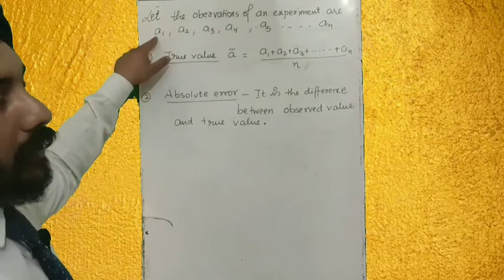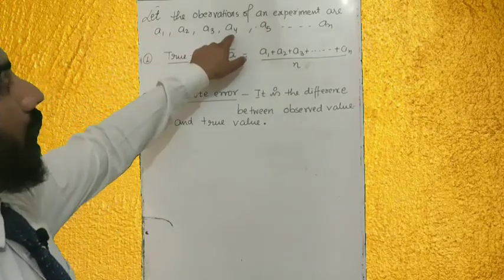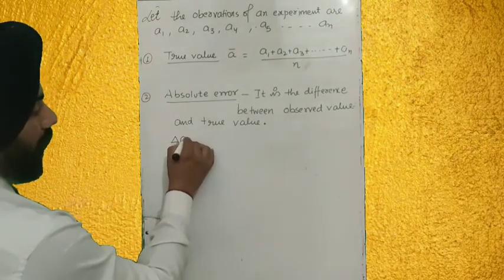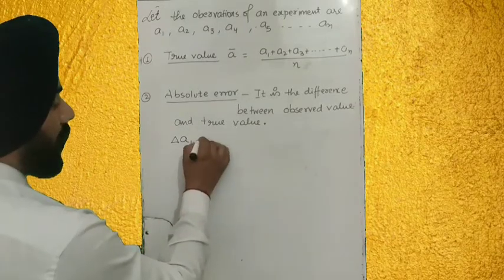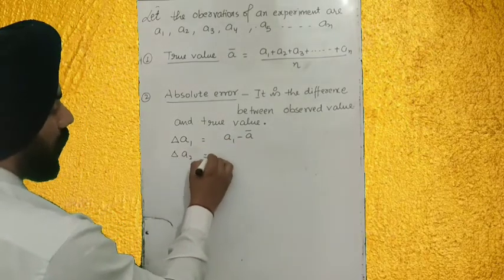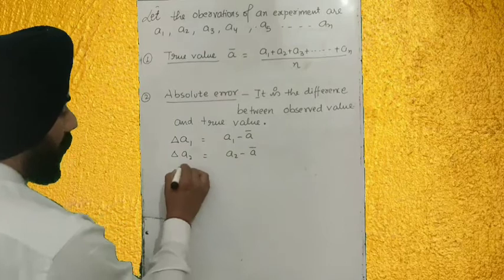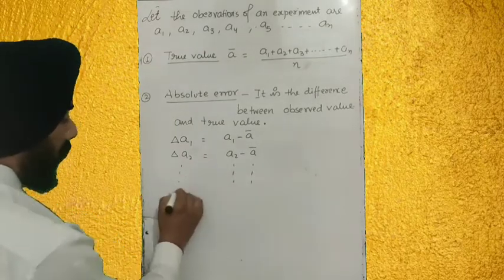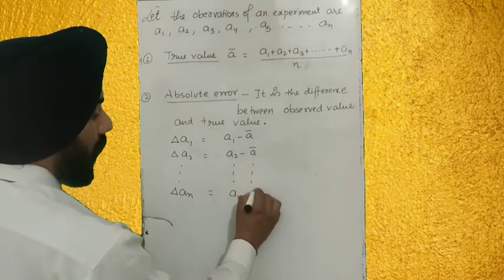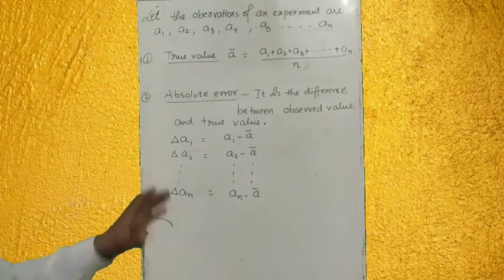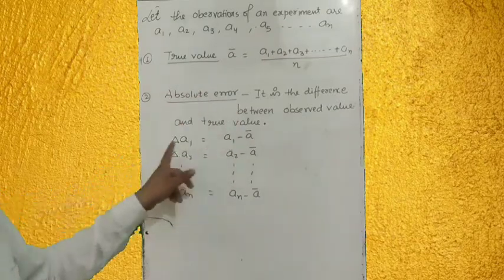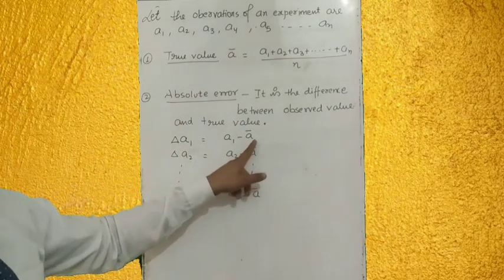What is the observed value? We have observed values A1, A2, A3, A4, A5 and so on, up to An. Absolute error is represented by delta A. Delta A1 will be A1 minus A bar, delta A2 will be equal to A2 minus A bar, and so on. In this way, delta An will be equal to An minus A bar. So these are the absolute errors that we got from the difference of the observed value and the true value.